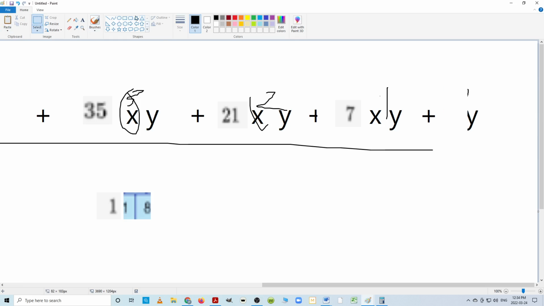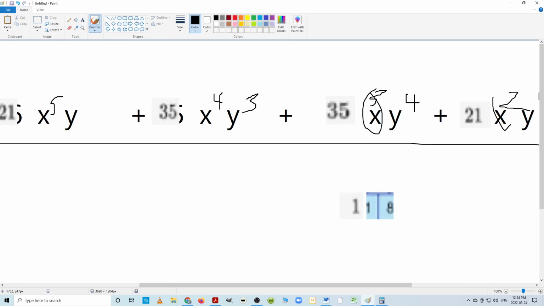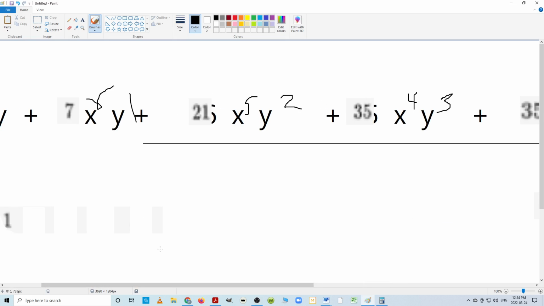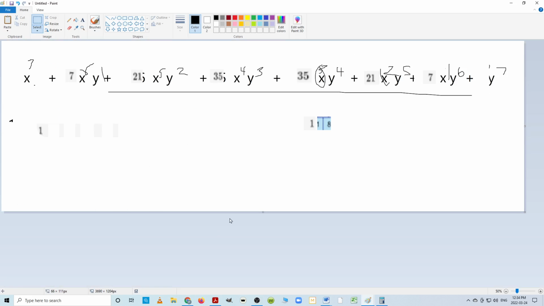Now, how do I number the y's? Well, I do the reverse. This is going to be the 7. This is going to be the 6. This is going to be the 5. This is going to be the 4. This is going to be to the 3. This one's going to be to the 2. This is going to be to the 1. And this last one's going to be to the 0, which is just 1. So I get rid of it. And I can get rid of one exponent or one coefficient too, because we never really write those.